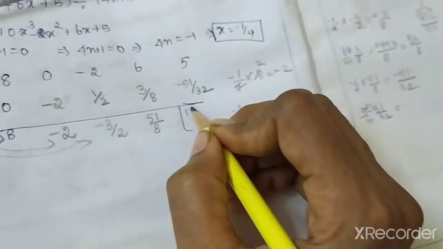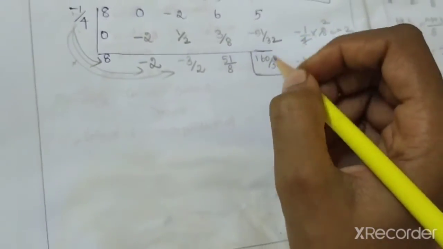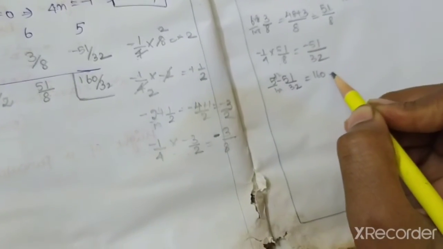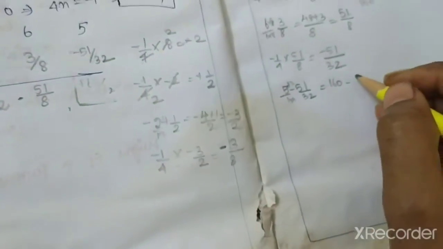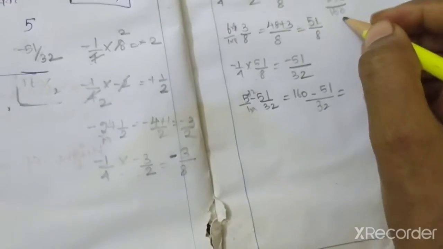So 160 by 32 I am having, right? Because the greater symbol is 160. So 160. Sorry, the answer is not 160 by 32. It is 160 minus 51 by 32. Equalize, right? So 160 minus this.